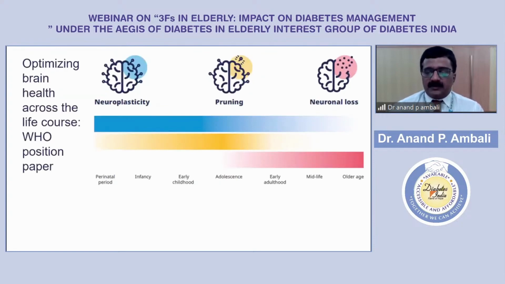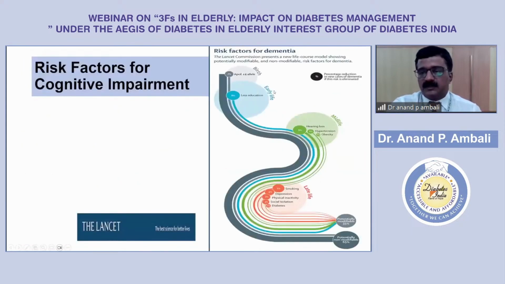Now, this concept brought by WHO says that, looking at age, neuroplasticity starts at a young age and diminishes as we grow old, and pruning takes place in between and it disappears. While this is very important, midlife neuronal loss starts and proceeds with older age, and this is where most of the non-communicable diseases take part, and even other habits also take part in this course, and they lead to dementia or forgetfulness in older people.